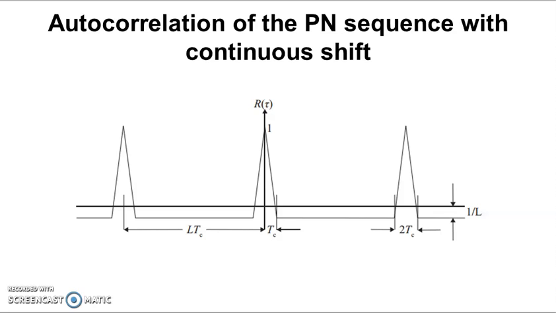The normalized peak at R of tau, R of 0, is equal to 1, and otherwise R of tau is equal to minus 1 by L, where L is the length of the given sequence. The autocorrelation peaks are separated by the period of the PN sequence, L times TC. That is how the autocorrelation is separated here.